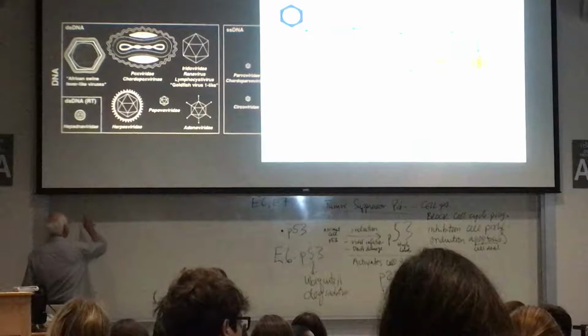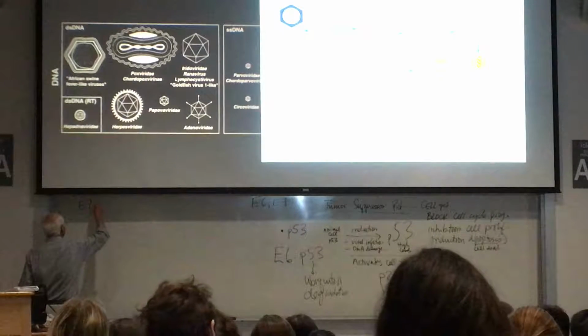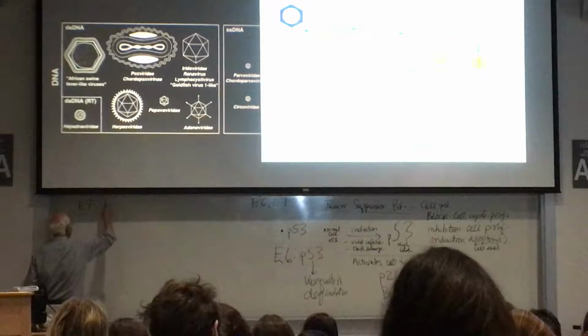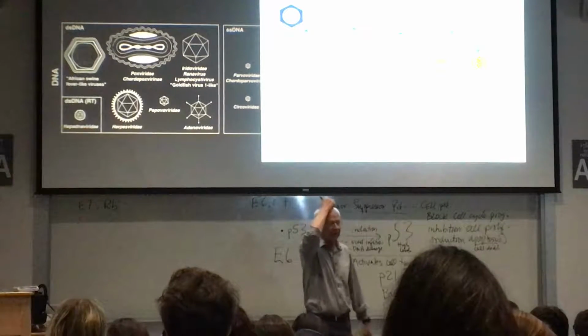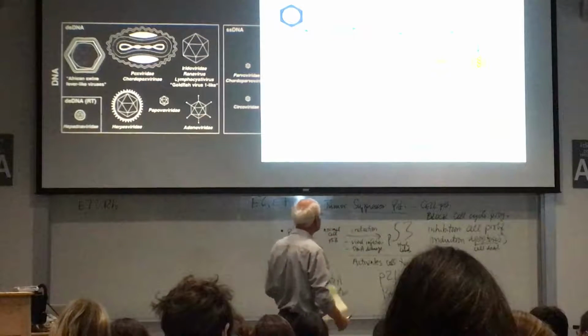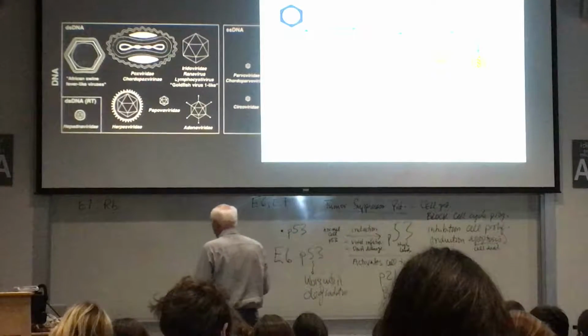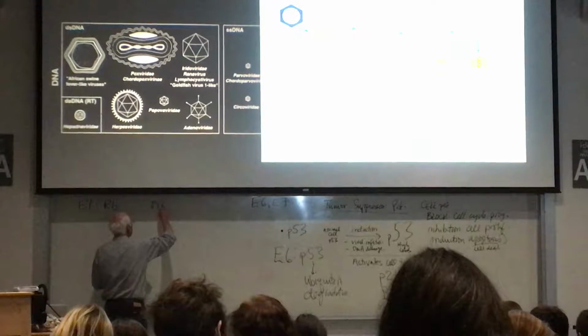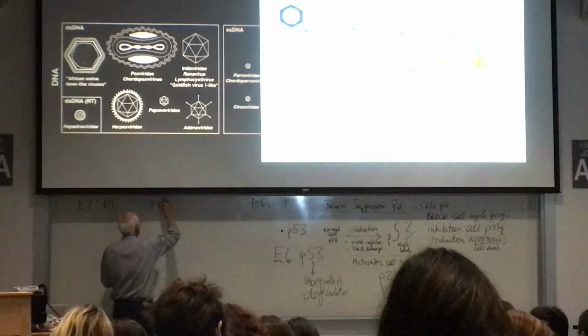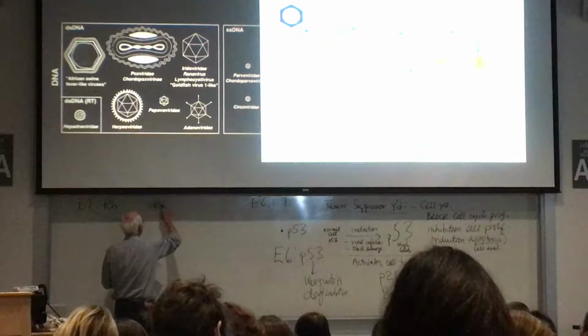How about E7? So E7 is going to inactivate a different tumor suppressor protein called RB. RB is also a cellular protein. RB was discovered in retinoblastomas.